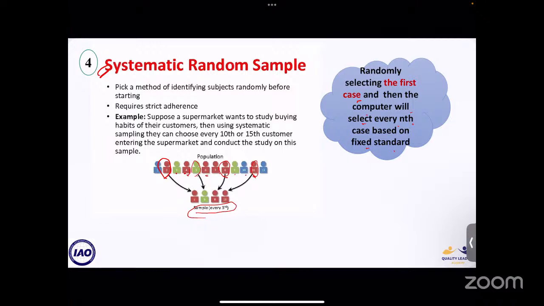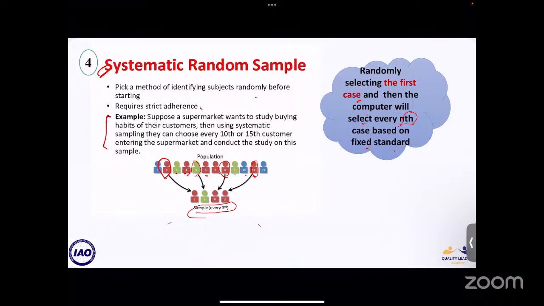When we say systematic random sampling, it is selecting the first case, and then the computer will select every nth case based on a fixed standard, by picking a method of identifying subjects randomly before starting. So this one requires strict adherence because, for example, we will have this sample here.